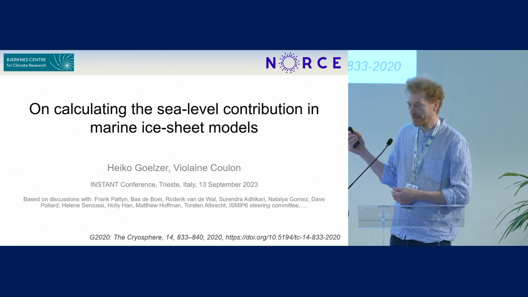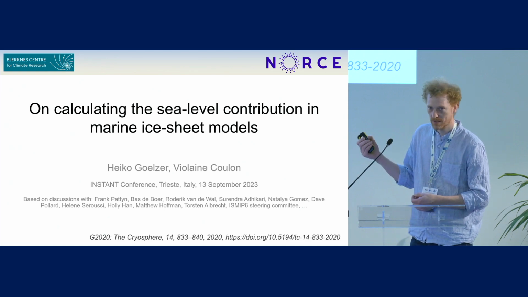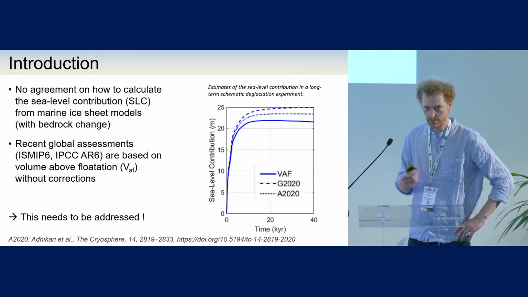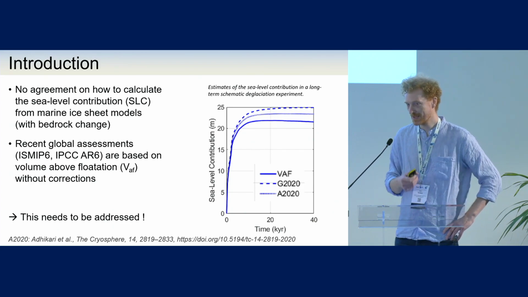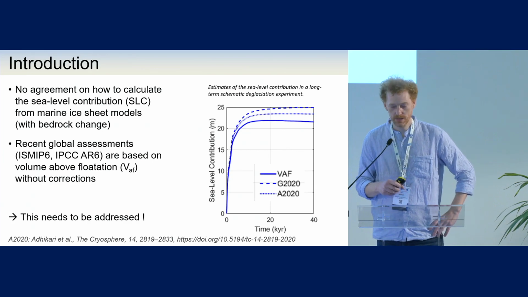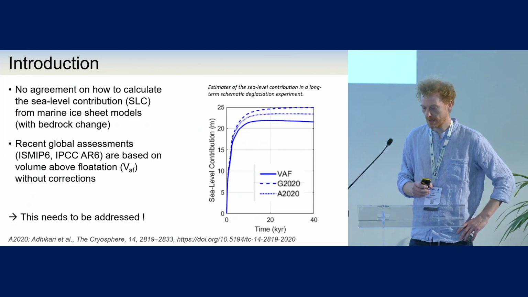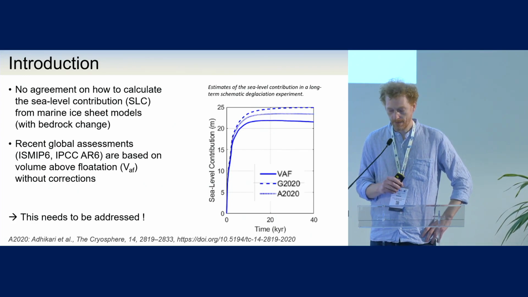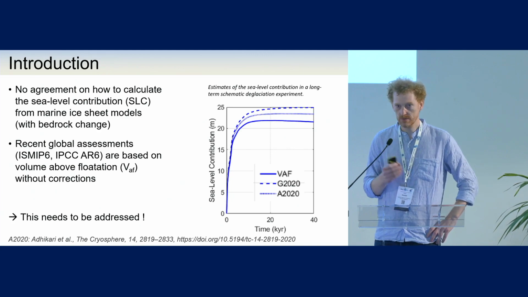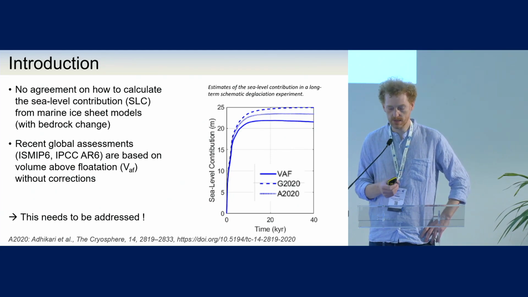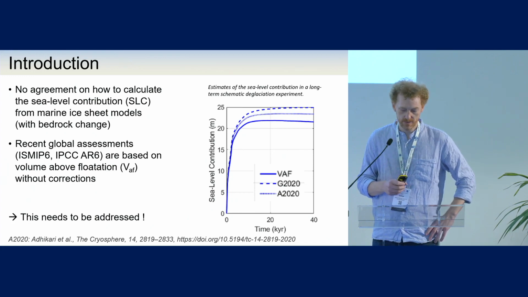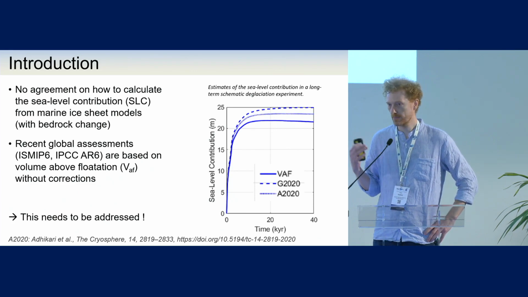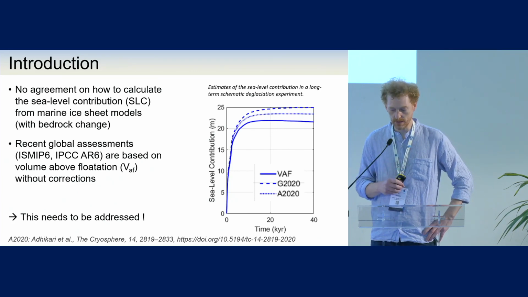I list a couple of names here of people with whom we had intense discussions about this subject recently. I have to report at this moment that there's currently no agreement on how to calculate the sea level contribution from marine-based ice sheet models, in particular in the presence of bedrock changes. Recent global assessments, for instance the results that we produced in ISMIP6, that made it also to the IPCC report, are based on calculations with volume above flotation, without any corrections. I will show in a minute what that means.